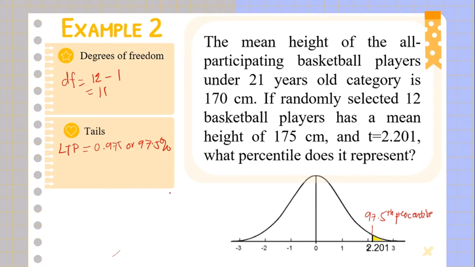Then, sabi natin ang ating lower tail probability is 97.5% or 0.975. Now, if this is our lower tail probability, then what is our upper tail probability? So, 1 minus 0.975, this is equal to 0.025. So, itong shaded area na ito is the 0.025.